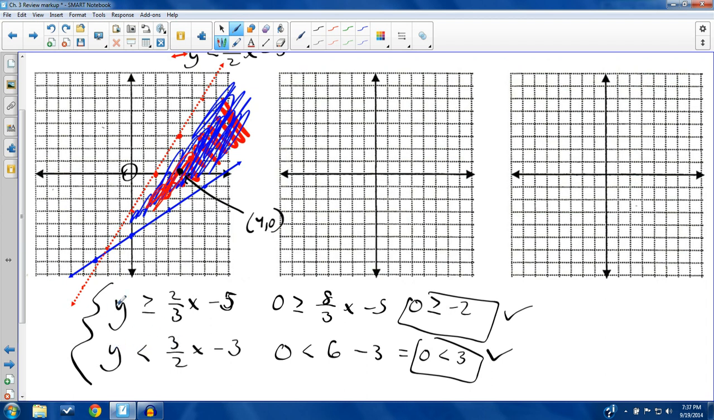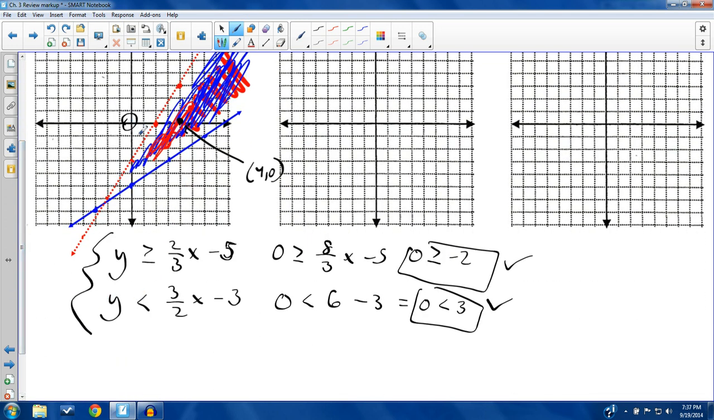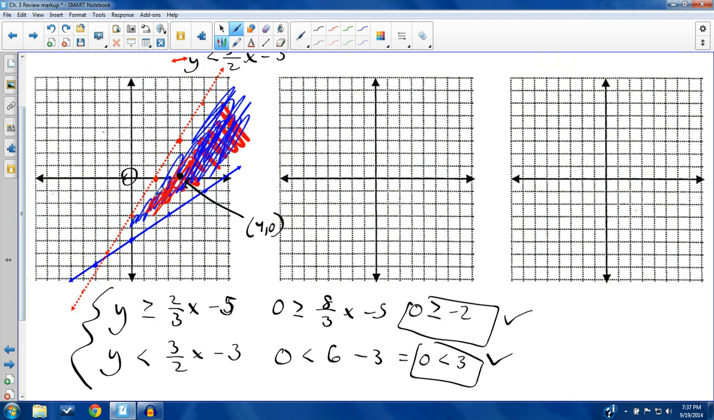Is 0 less, let's see, red was the 3/2 x minus 3. So this will not be true for red, right? 0 is less than -3, not true. 0 is greater than or equal to -5, that is true. But we need it for both of them, so it's going to be within the shaded region there. And I'll move on.